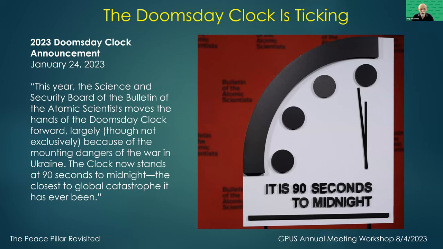The Union of Concerned Scientists, or Bulletin of the Atomic Scientists, maintains something called the Doomsday Clock. It's a graphic representation of how close we are to the danger of global nuclear war. Right now, it's set to 90 seconds to midnight, which is as close as it's ever been, even closer than during the Cuban Missile Crisis.